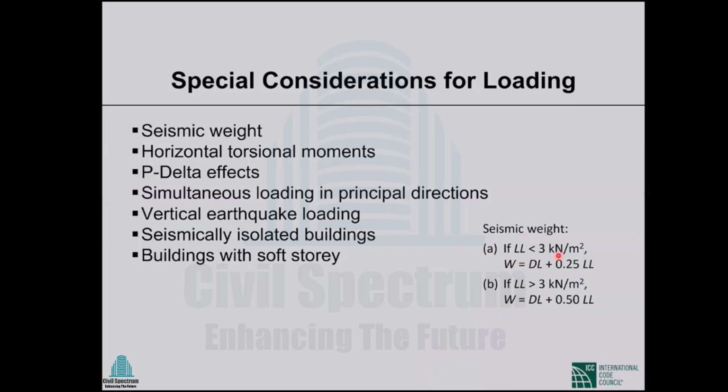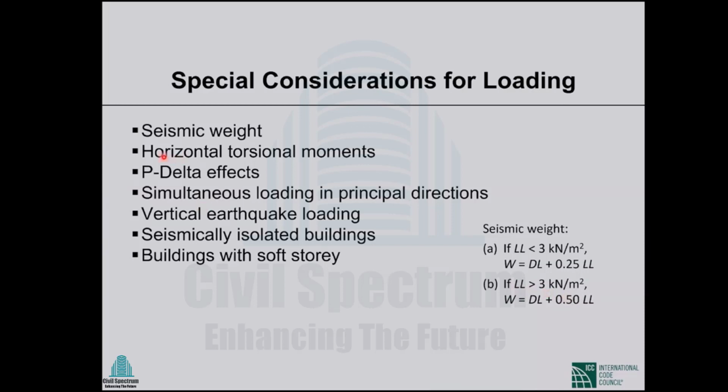Like if the recommended live load is less than 3 kilonewton per meter square, like 60 psf, then dead load and 25% of the live load will be considered as seismic weight. If the recommended live load is more than 3 kilonewton per meter square, then 50% of the live load should be added with the dead load.